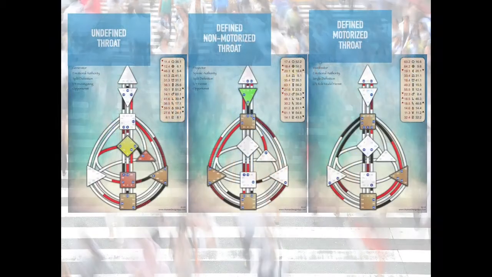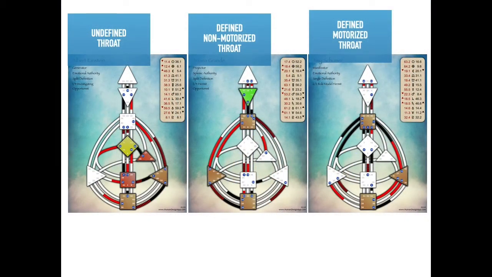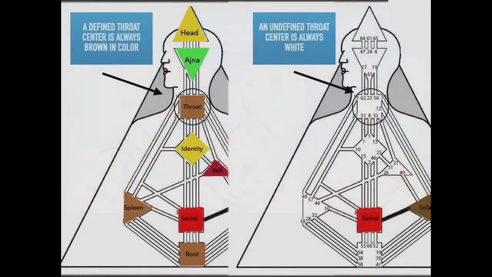Now that we know that there are 3 states of being when it comes to the throat center, let's talk about the differences between them. And just a reminder that the colors of the human design centers are always a specific color. So when they're defined, they always have a specific color, and when they're open, they're always white. So it's easy to see in any body graph when a center is defined. And when it comes to the throat center, it will be either brown or white.